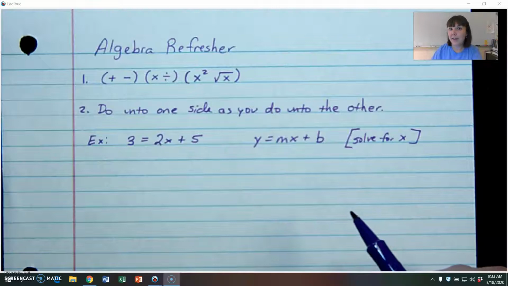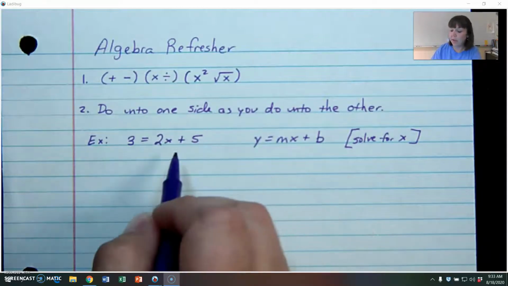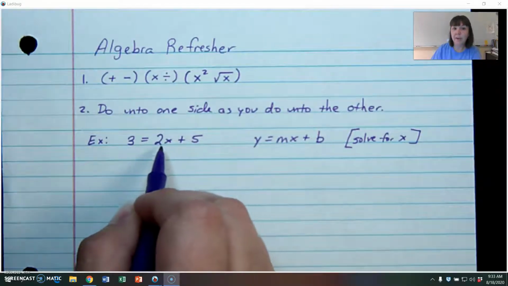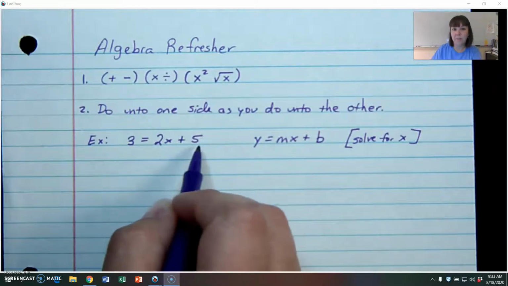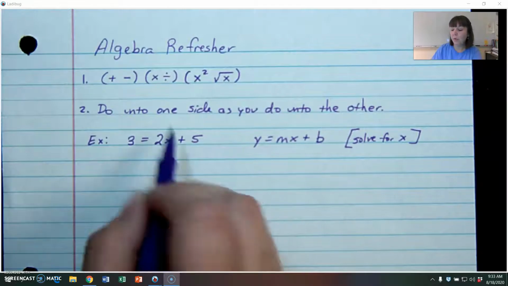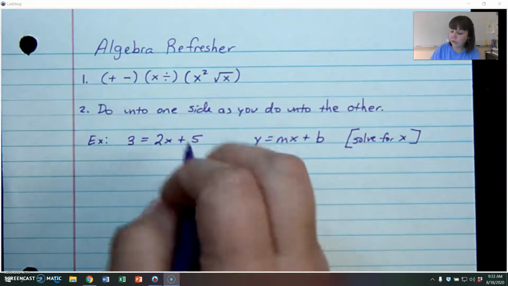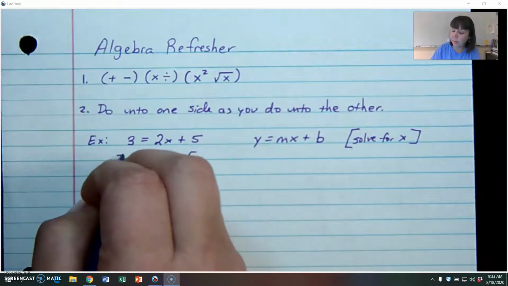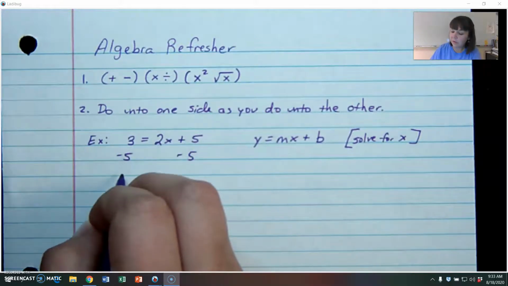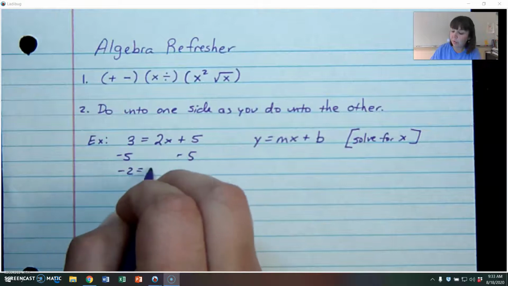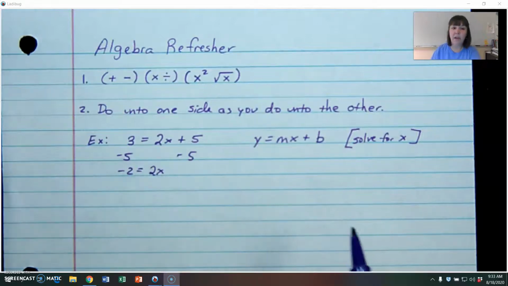So you might already be doing this in your head, and that's great. That's awesome. But if we want to get x all by itself, it's probably going to be easiest to get rid of this 5. Notice the addition. We can undo addition with subtraction, so we will subtract on both sides. Remember, do to one as you do to the other. That will leave us with -2 on one side and 2x on the other.